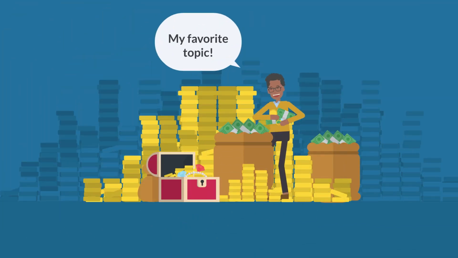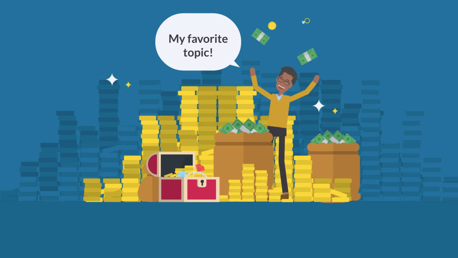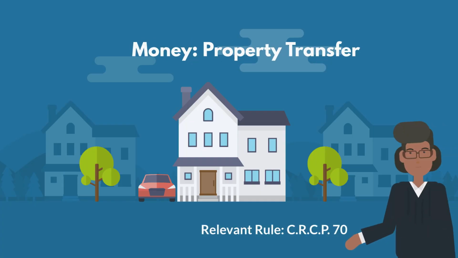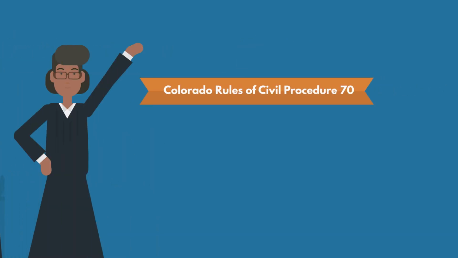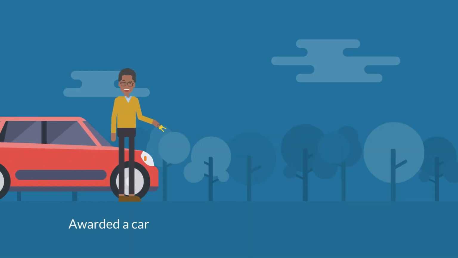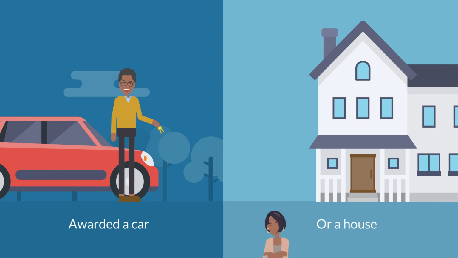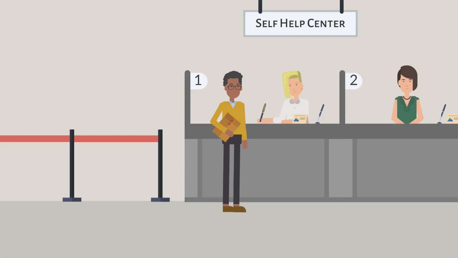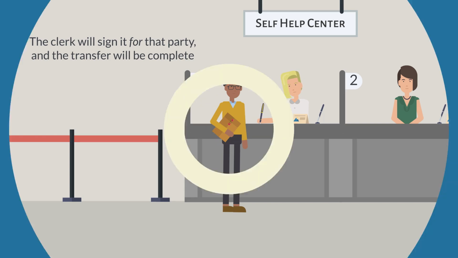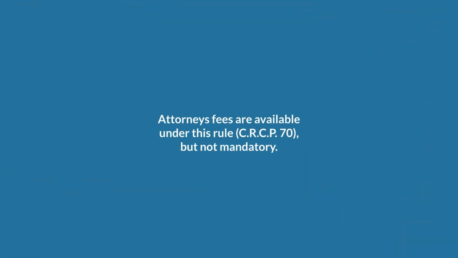Next, we're going to talk about everybody's favorite subject, money, how to enforce orders regarding property, maintenance, and child support. Regarding a property transfer, there's Colorado Rule of Procedure 70. The purpose of this rule is to allow parties to complete legal transfers when the other party isn't cooperating. So, if you've been awarded a car or a house, and the other party won't sign the legal document giving you title to that car or that house, then the clerk will sign it for that party and the transfer will be complete. Attorney's fees are available under this rule, but not mandatory.